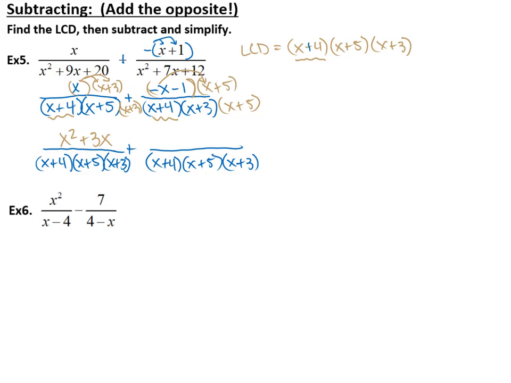So if we FOIL this out, that makes negative x squared. Negative x times 5 is negative 5x. Negative 1 times x is negative 1x. And negative 1 times 5 makes negative 5. Okay. So here are our two where you can finally try to add the expressions up top. So let's go ahead and do that, and keep our common denominator with all of these factors in it.